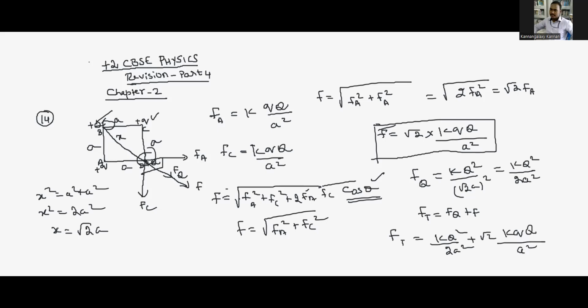Now I can take K Q by A square common. The remaining will be Q by 2 plus root 2 q. So this is the resultant force of all the three charges on charge capital Q.